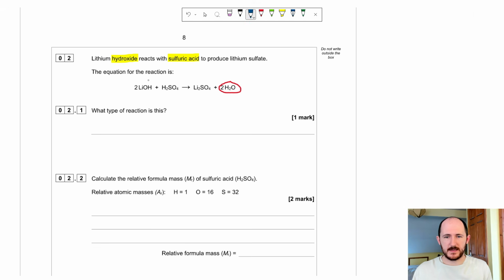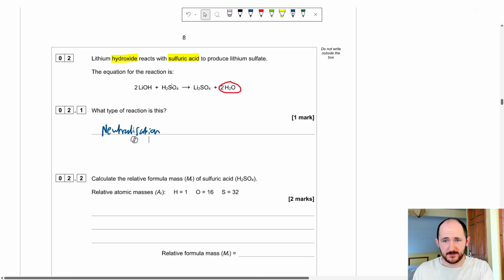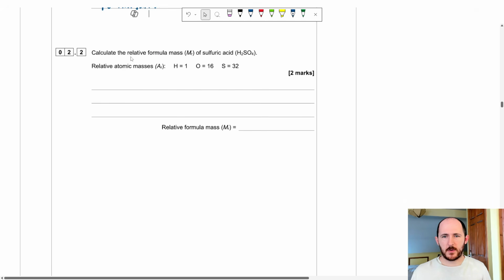That will always be a neutralization reaction, because we've neutralized it, right? There's no longer an acid present, which means the pH has gone back to 7. So again, we have an acid reacting with something which produces not an acid and water. It has to be a neutralization reaction. And then for part 2, calculate the relative formula mass of sulfuric acid.